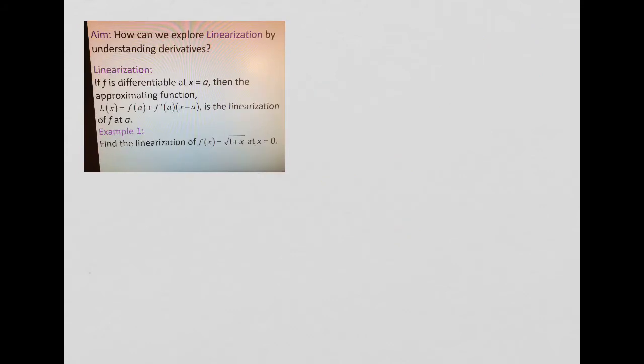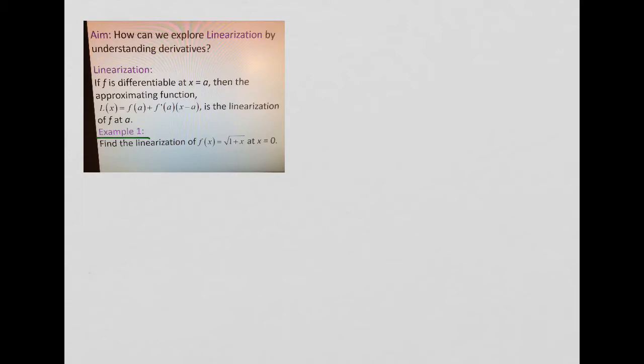Okay, so I just want to reiterate how a is the center of the approximation. And in our example, the value of a is 0. A lot of times it is, but not every time. So that's why we're using it in example 1. It says to find the linearization of f of x equals the square root of the quantity 1 plus x at x equals 0.